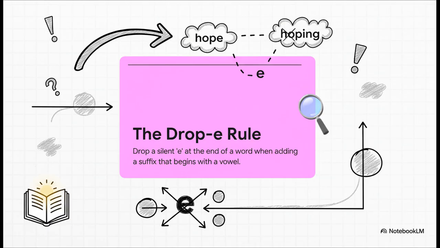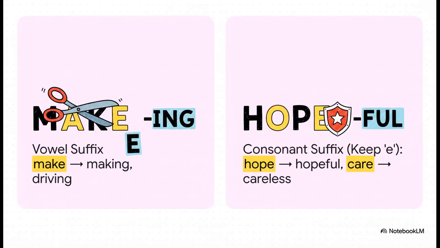Okay, let's tackle our other original problem, hope becoming hoping. This one is all about the drop E rule, and you see this pattern absolutely everywhere once you know to look for it. And this just makes it crystal clear, doesn't it? The whole thing depends on the suffix. If the suffix starts with a vowel, like ing, you drop the E. But if it starts with a consonant, like full or less, that E stays right where it is. Why? It's phonics again. You need that E in hopeful to keep the O sound long. Otherwise, it would sound like hopful. The system is just smart.